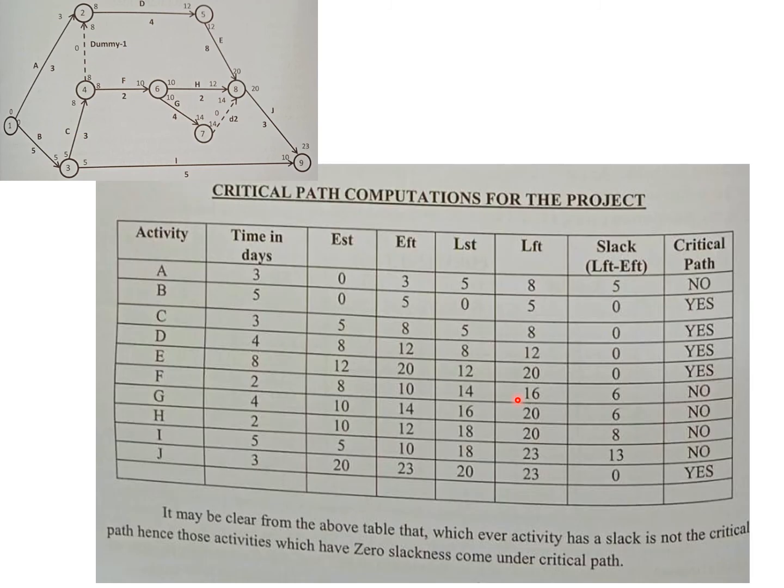So we compute the slack time first of all, and from the slack time we are able to arrive at the critical path. In the previous slide we understood the meaning of slack. Slack is the difference between latest finishing time and earliest finishing time. The latest finishing time for activity A is 8 days, and the earliest finishing time is 3 days. The difference is 8 minus 3, which is 5 days. So you have a slack of 5 days for activity A.